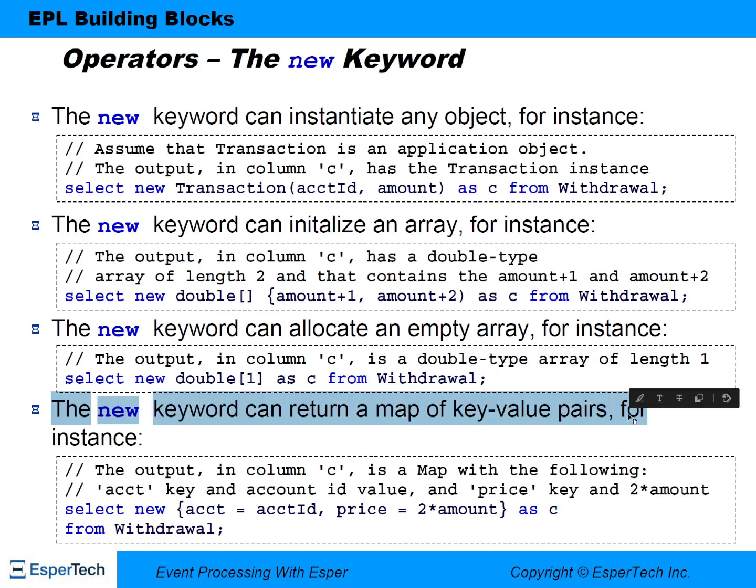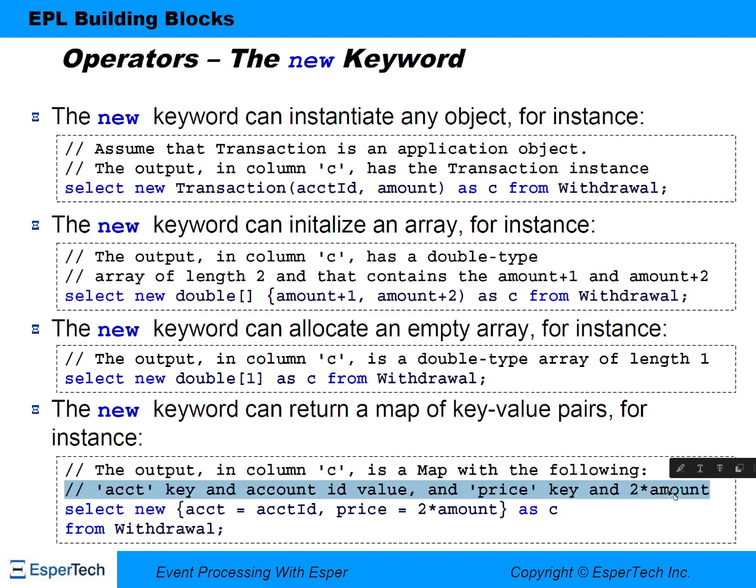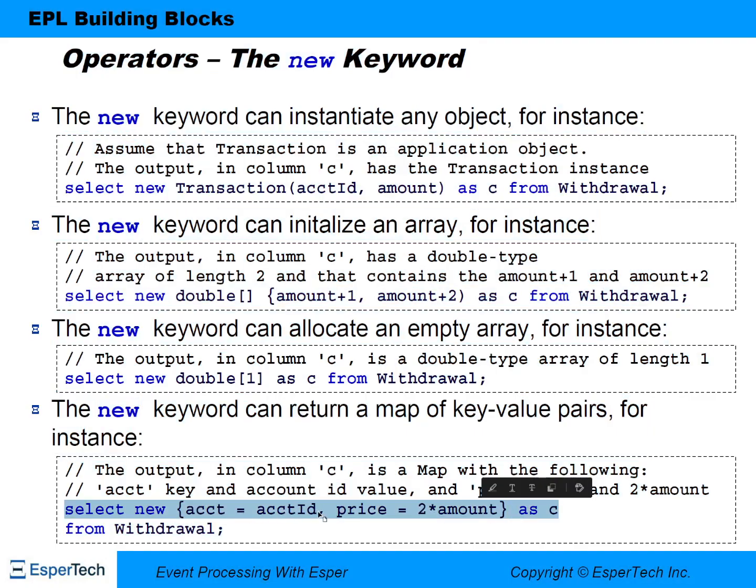The new keyword can return a map of key-value pairs, for instance. The output, in column C, is a map with the following: the account key and accountId value, and price key and a value of 2 times amount. Select new curly braces, account equals accountId, price equals 2 times amount, as C, from Withdrawal.